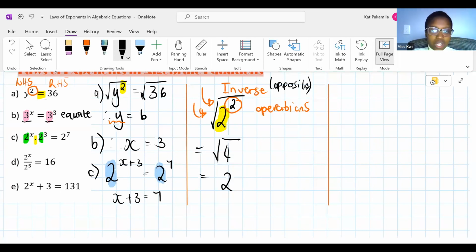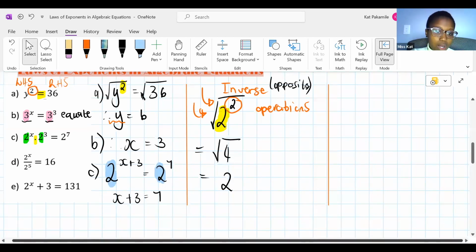So then how much is x, guys? If x plus 3 is 7, then x is how much? 4. Thank you. How? We're using inverse operations. So you're going to say x equals 7 minus 3, which is equal to 4.